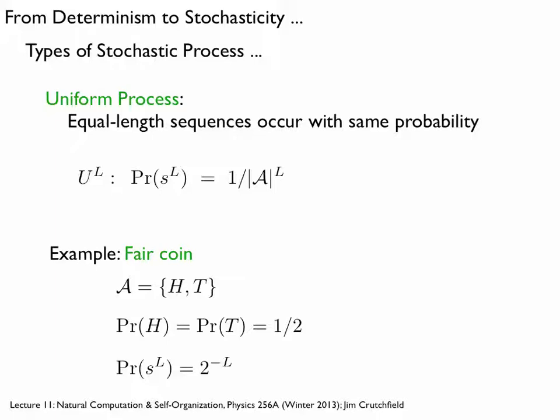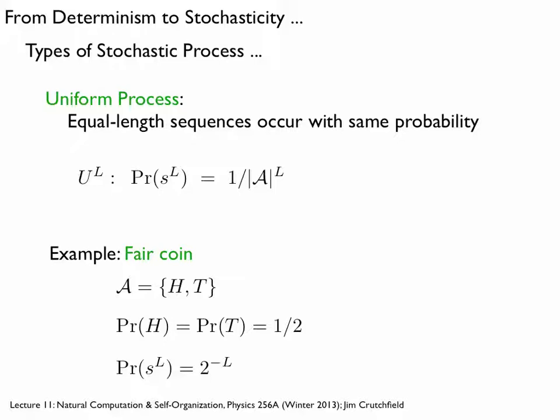If I had a fair coin, heads and tails, equal probability, I can write out exactly what the word distribution is for all lengths. It's just 1 over 2 to the L. I'm looking at length 4 words in the fair coin. There are 2 to the 4, 16 of them, and they each occur with probability 1/16. Okay, so that's a compact representation there.